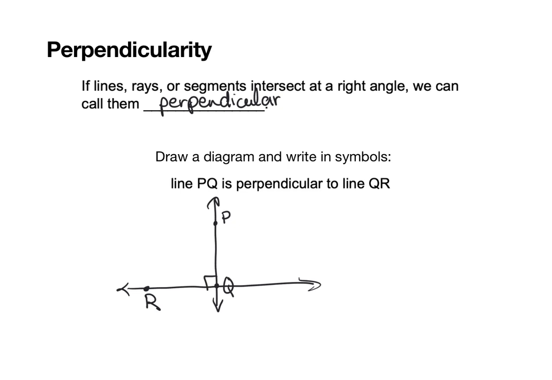And in symbols, if I wanted to express this, I'd say line PQ is perpendicular to line QR. You write it as an upside down T. This symbol means perpendicular.